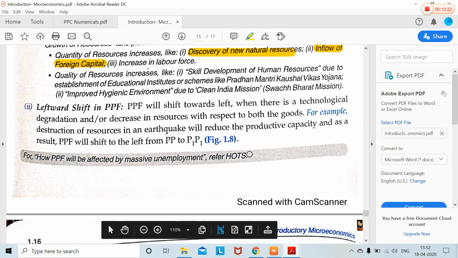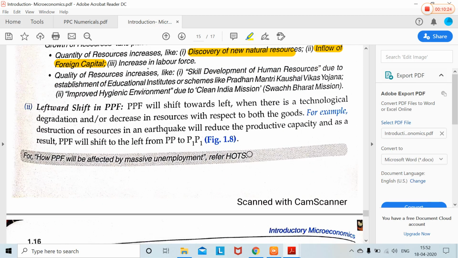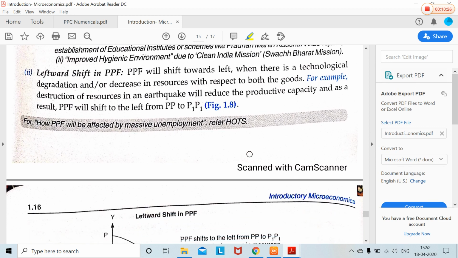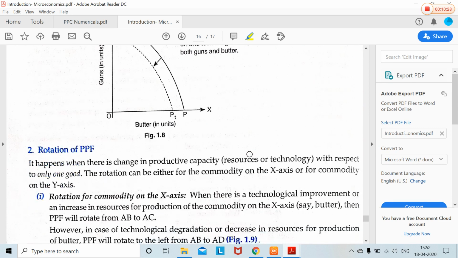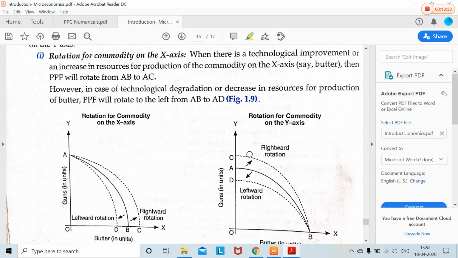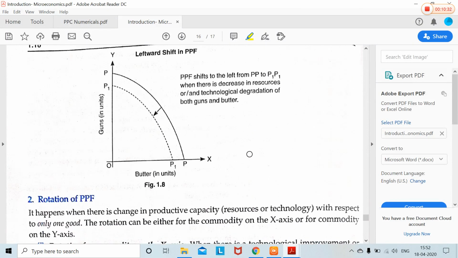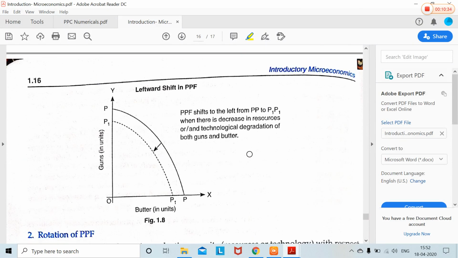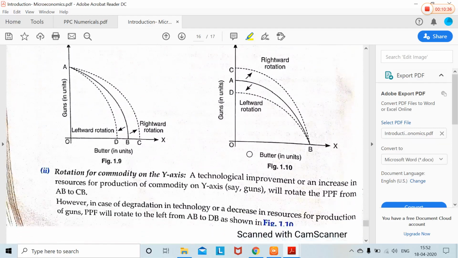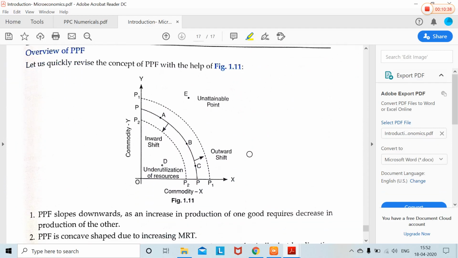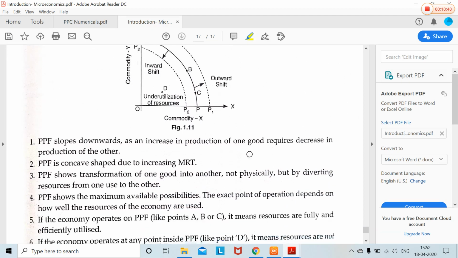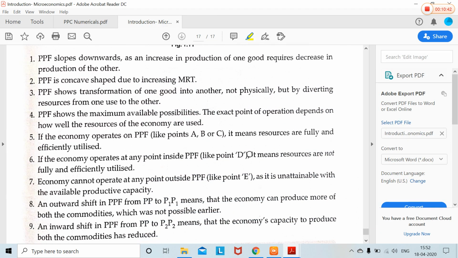We will not be taking it in the exam, so it is not there in the syllabus, leftward and rightward shift in PPC. Again, rotation is not there, so you can cut it for now, 1.16 page also. So the concepts which were there in the syllabus are already done. This is just the overview of the entire chapter.